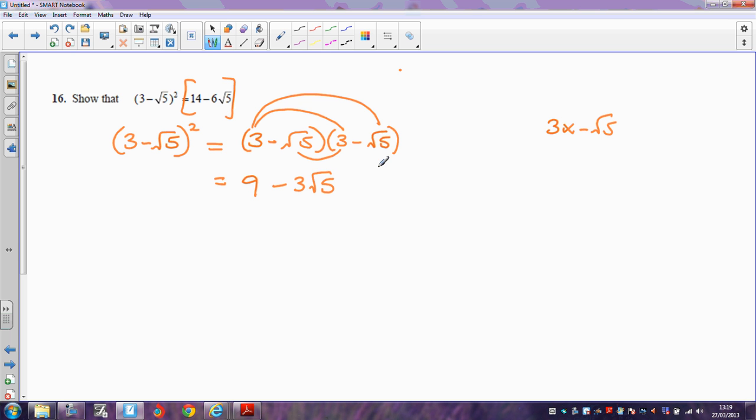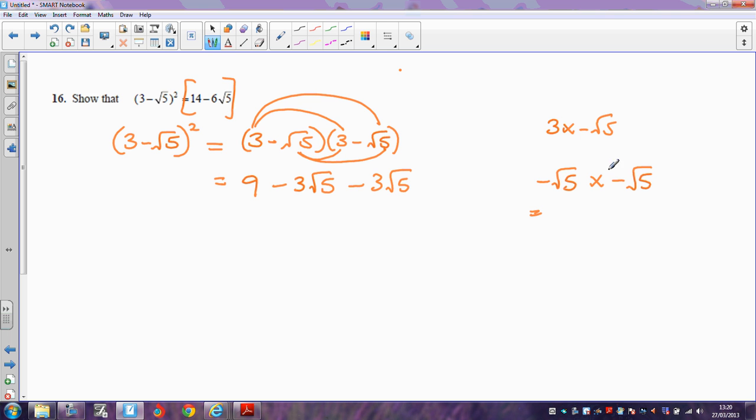I'm then going to do the inner terms multiplied together. Well, actually, I'm doing the same thing. I'm doing minus root 5 times 3, same as this. So that's another minus 3 root 5. And now be careful, I'm doing the last terms multiplied together. So I'm doing minus the square root of 5 multiplied by minus the square root of 5.